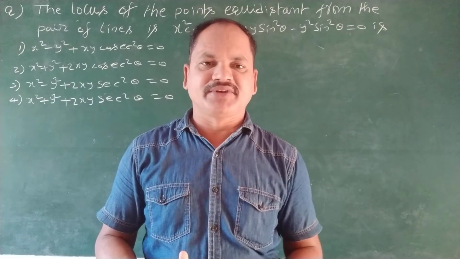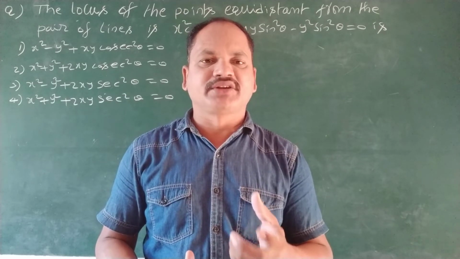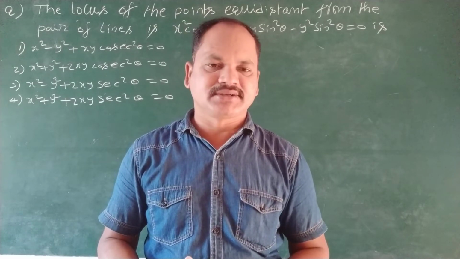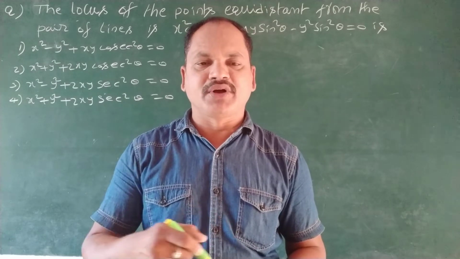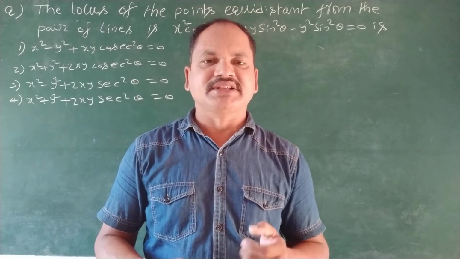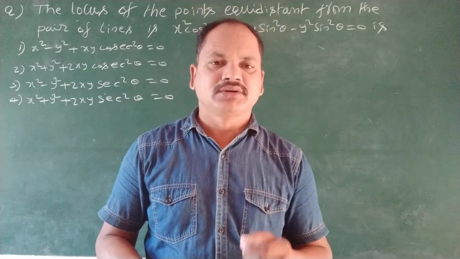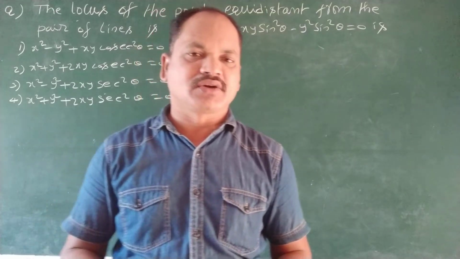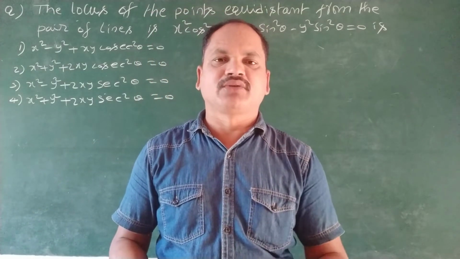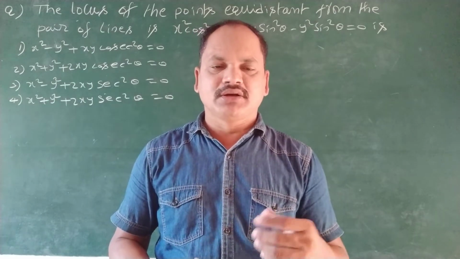According to the definition of the incenter, the point of intersection of the internal angular bisectors is the incenter. That's why every point on the bisector represents an incenter, and the locus of the incenter is called the angular bisector. Now we have to find the locus of the incenter, which is equidistant from the sides.